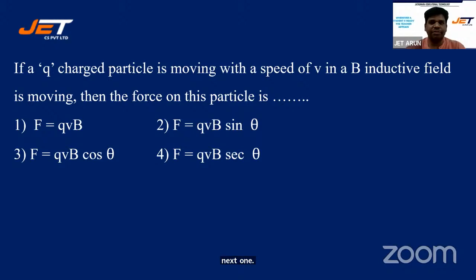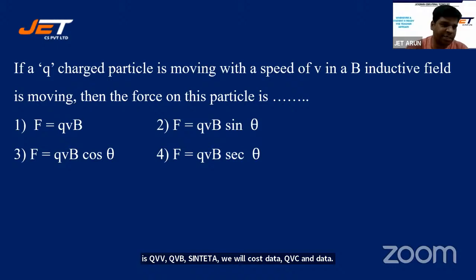If Q is a charged particle moving with speed v in a magnetic field, then the force on this particle is QVB sin theta, cos theta, secant theta. Again, in a more general sense, it is QVB sin theta. Yes, Riya is right, Gayatri is right. Agnivesh, QVB is a special case of QVB sin theta, students. If it were mentioned as perpendicular, it would be QVB, but perpendicular is not mentioned. So we are talking in a generic sense. Yes, two. Good.